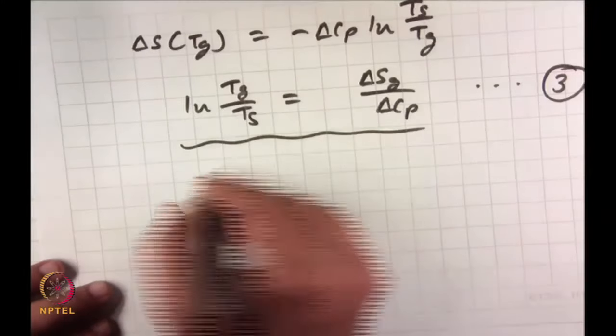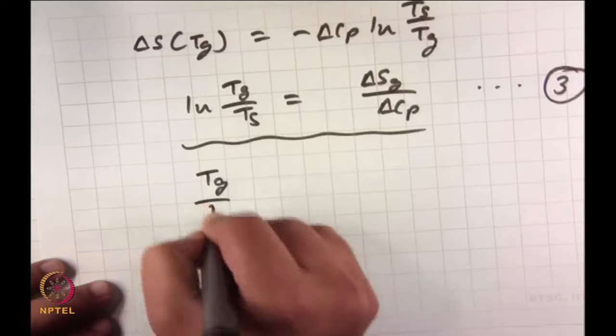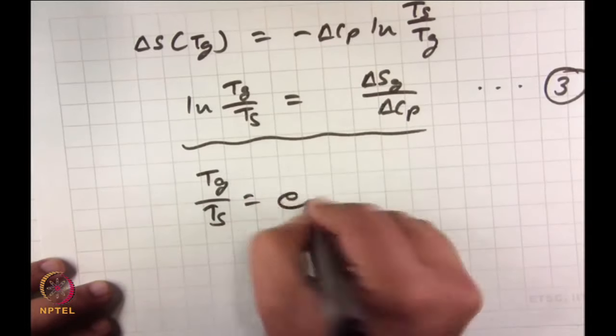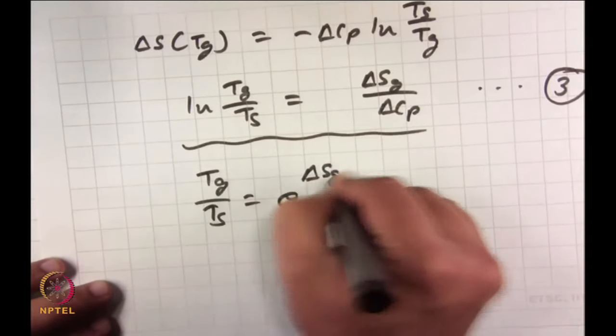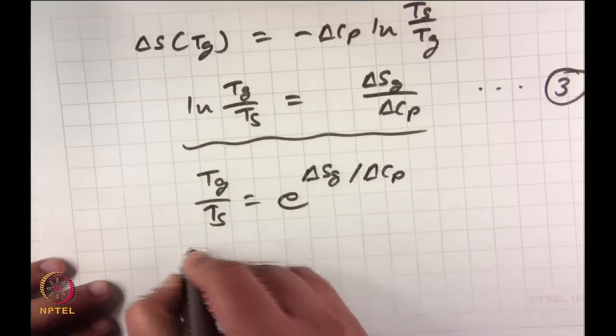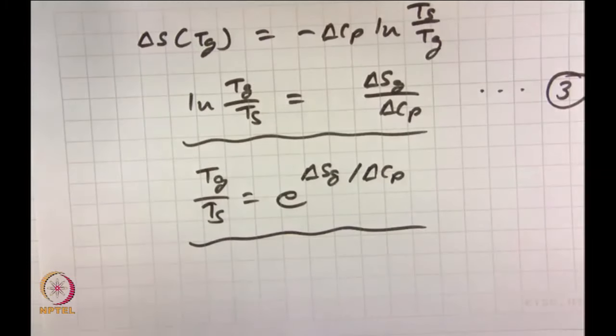So, this we have not done, then I can write Tg by Ts is equal to e to the power delta Sg by delta Cp, right. I can write this too. See, I have to simplify it. I have to get a very simple relation between Tg and Ts, because last time, just before this, the equation number 6 was a relation between Th and Tg. So, we need a relation between Ts and Tg.